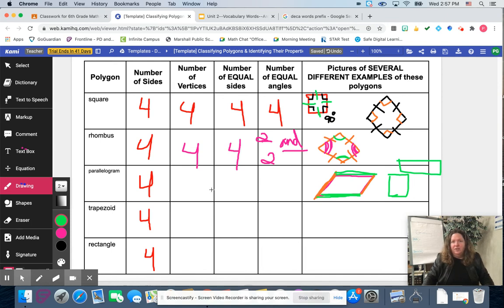So let's mark the number of sides and vertices on a parallelogram. The number of sides is 4. Number of vertices, 1, 2, 3, 4. So it has 4 vertices.